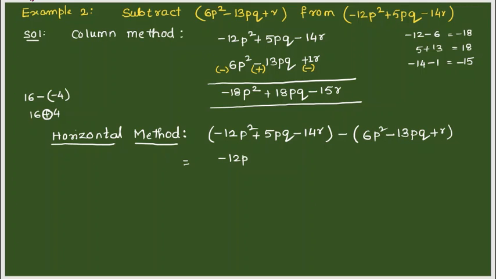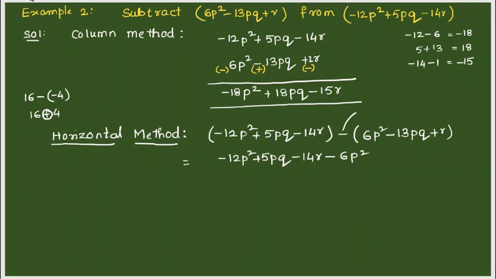Minus 12p square plus 5p cube minus 14r. So here, by minus, you need to multiply every term. So minus into plus, minus 6p square. That means automatically you observe, children, here the symbol is changed. Plus 6 has become minus 6. You can observe here minus 6.